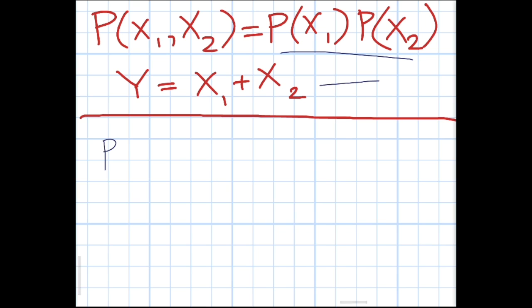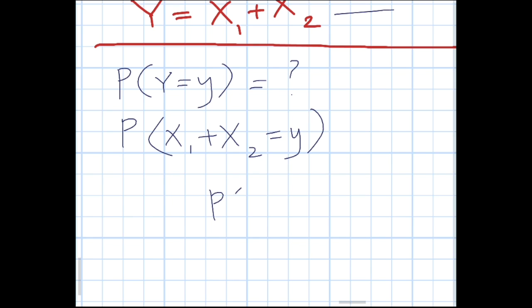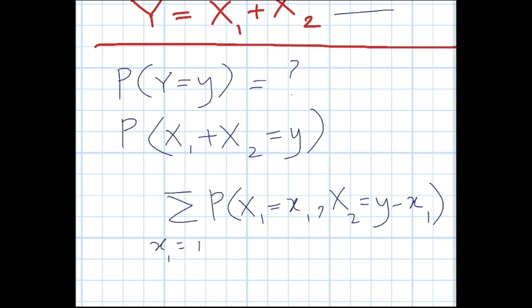So we start with P of y equals y. This is to be found. So then we apply the definition, x1 plus x2 equals y. Then we fix one of them, and x2 equals y minus x1. And then we sum from x1 equal to 1 to y minus 1, because a geometric random variable cannot go below 1.